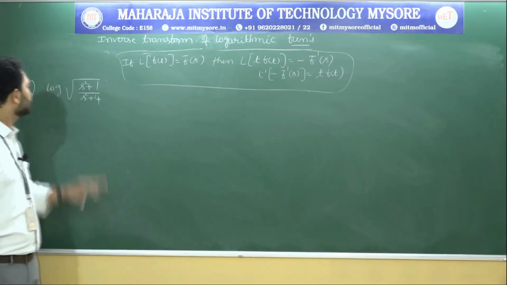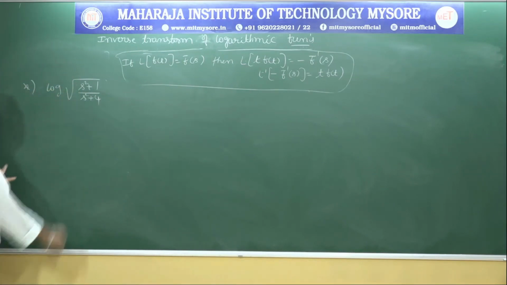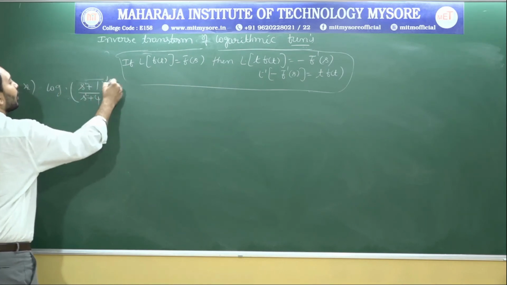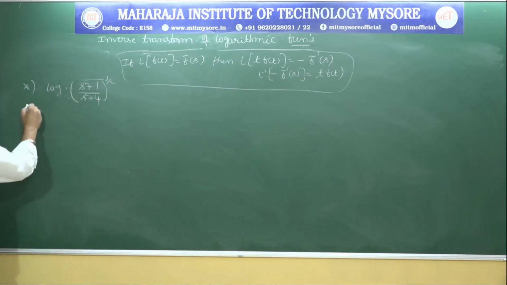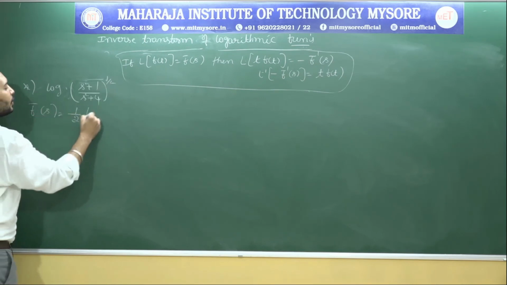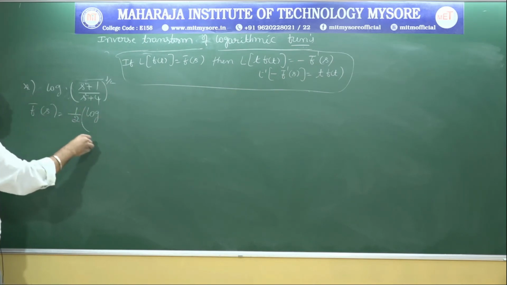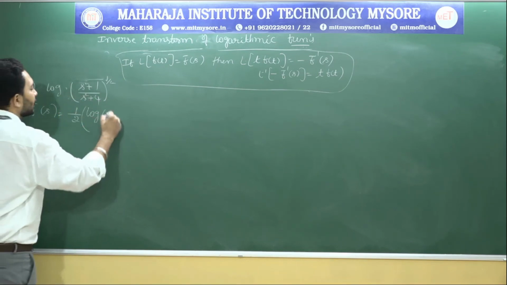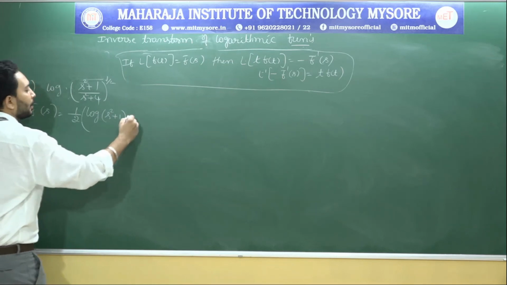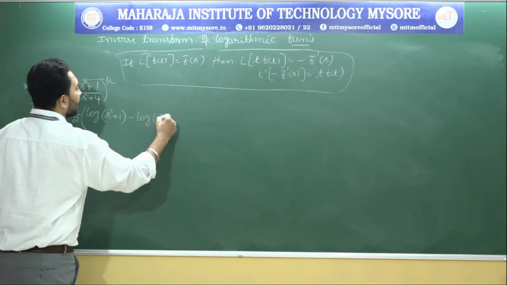Okay, now I will take one more: log of square root of this. Square root of this means it is nothing but power 1 by 2, log of m power n. Then what is f bar s? It is 1 by 2 into log of m by n. So log of m by n is log m minus log n.